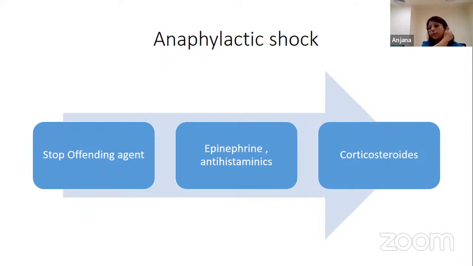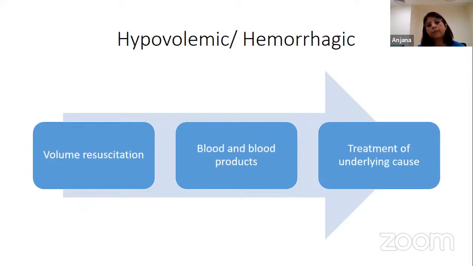Anaphylactic shock, again, stop the offending agent, epinephrine, antihistaminics, and steroids. Hypovolemic or hemorrhagic, I think this you can make out patient is bleeding. Okay, you'll give blood products, correct the coagulopathy, resuscitate the patients, control the source of the bleeding. So that will be for the hemorrhagic. And hypovolemic also, you have to resuscitate with the fluids and all. So basically, the stress is on the treatment of the cause of the shock.